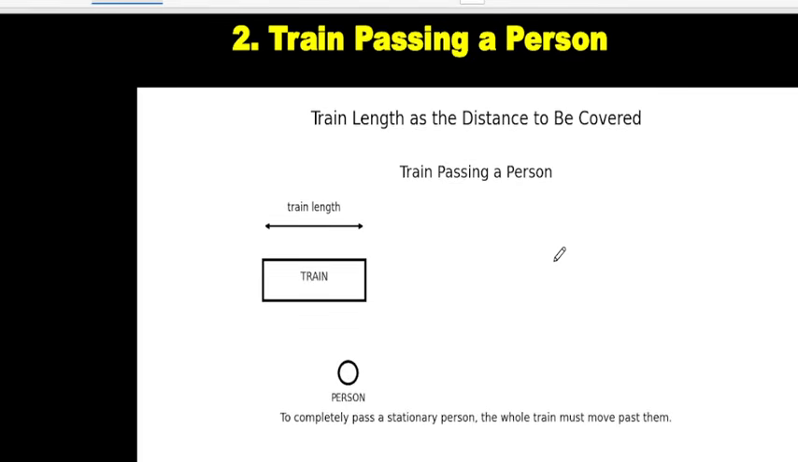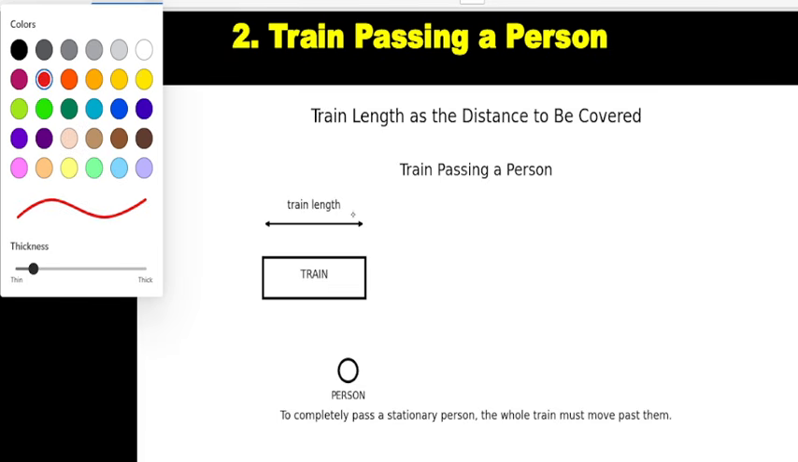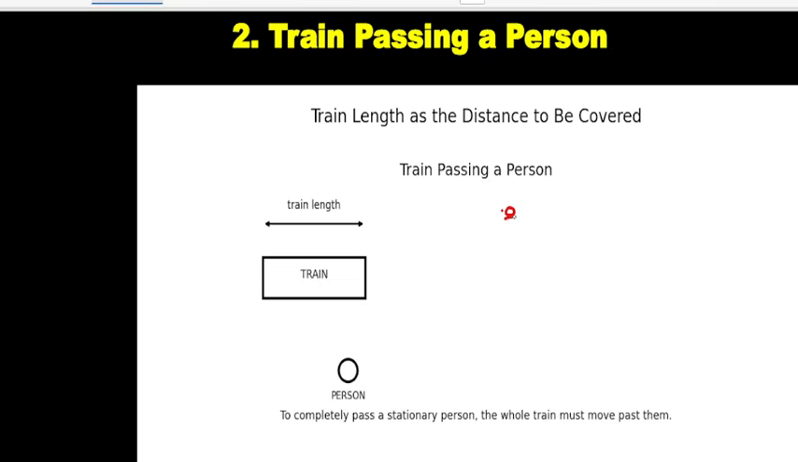Let's understand this concept in very simple language. It's quite simple when you understand with the image. Suppose there is a person standing out here, okay? And this is a train which is going to cross this particular person. And now after a while, if you notice, this person is here only, but the train has reached this point.